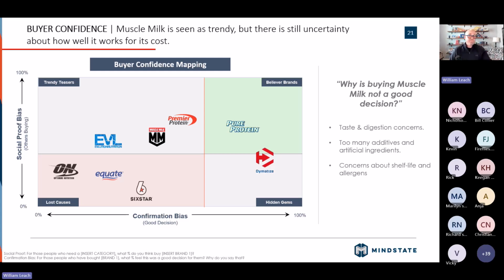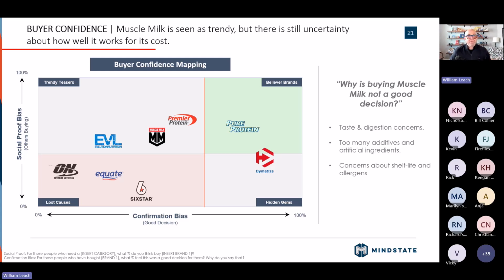Basically, you'll see I come up with four different quadrants. The bottom left quadrant is what we call lost causes. For brands that fit in that space, most people reflect on them and say not a lot of people are buying them, and I bet those that do buy them question the value of that brand, question how good that brand is. Then I can move up to what we call trendy teasers. Sorry. So brands up there, it's like, oh wow, it's trendy. It looks like a lot of people are buying it, but how good are they really? I don't know how well they're really doing for their customers.